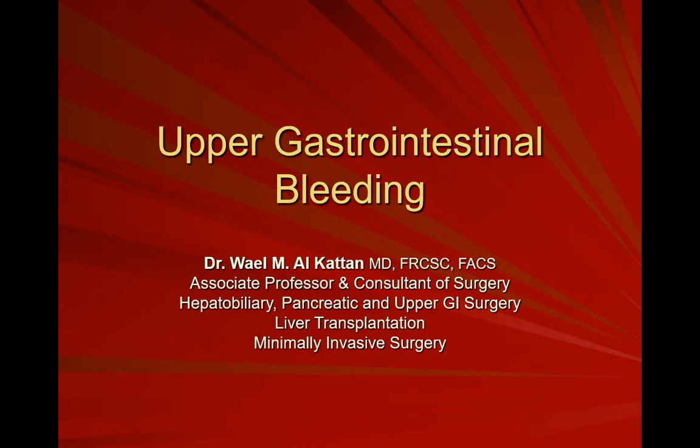The digestion of the blood itself indicates that it's upper GI bleeding. However, if the bleeding of the upper GI is massive, there is no time for the blood to be digested. So one of the presentations of massive upper GI bleeding would also be fresh blood per rectum. So it doesn't mean that it's a lower GI bleeding. Okay.